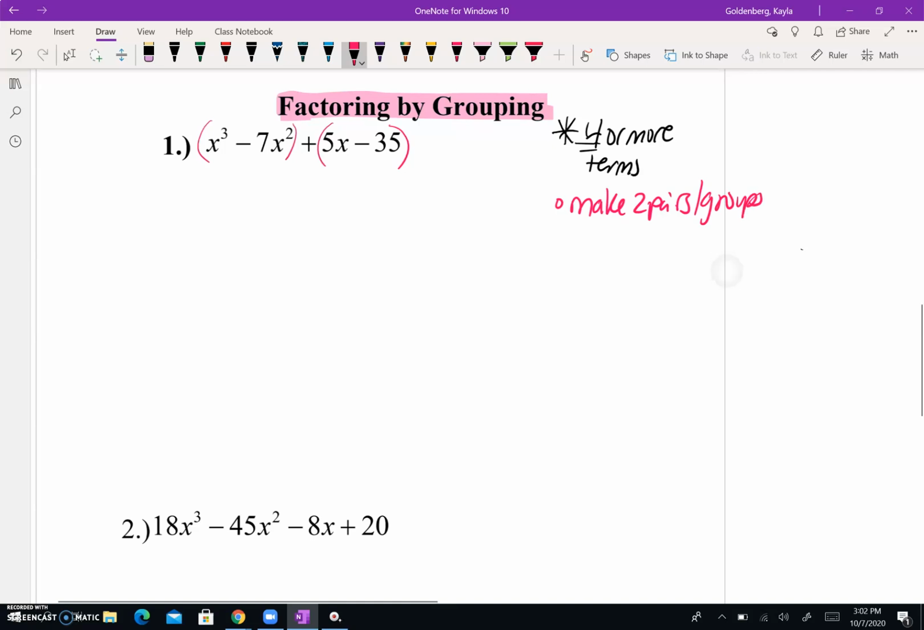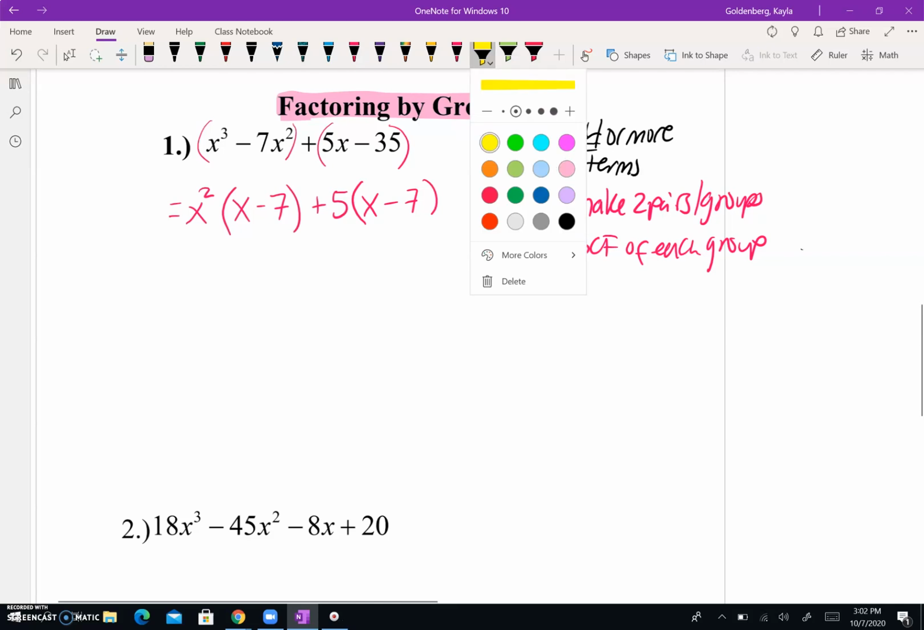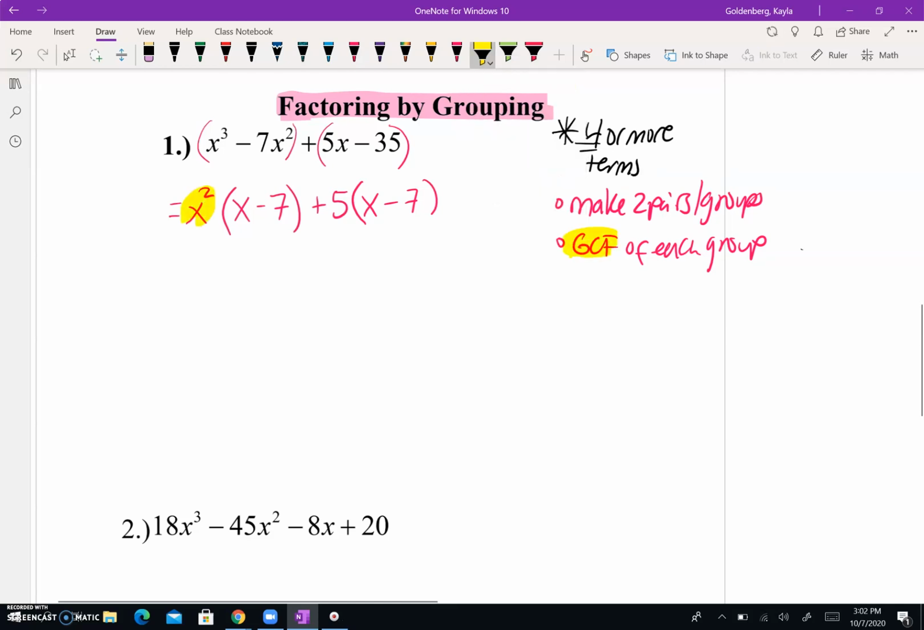Grouping. And then the second step is we're going to find the GCF of each group. So when I look at my first pair, they don't both have numbers, but they both have x's. They both have 2 x's, so I'm going to pull out an x squared. X squared times an x would be an x cubed, and x squared times 7 would be a 7x squared. I'm going to pull out a 5 from the second one, because I'm seeing a 5 goes into 5 and 35. So 5 times 7 would be 35. So at this point, I've pulled out my GCF, right? I've got GCFs in front.